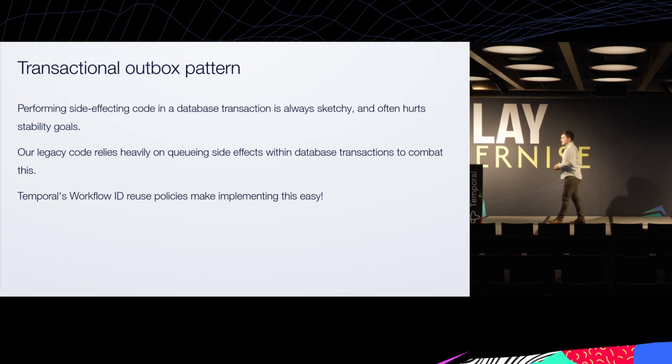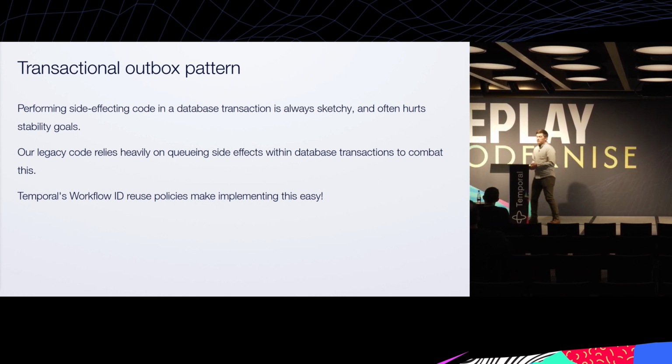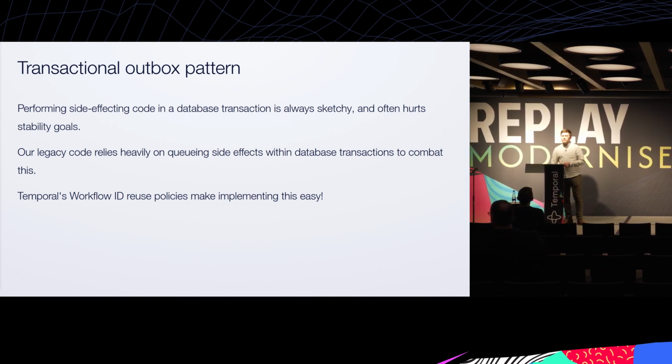Another technique that's been super valuable for us has been the transactional outbox pattern. This is a relatively well-established pattern in the industry. So if you haven't heard of this before, I definitely recommend going and reading about this. But the idea, as I mentioned before, is that we have a Postgres-based job queue as our legacy system. And we don't want to perform side effects if those transactions fail.